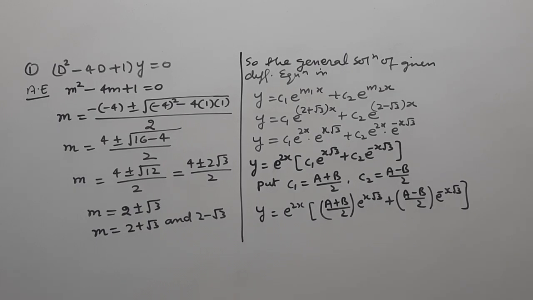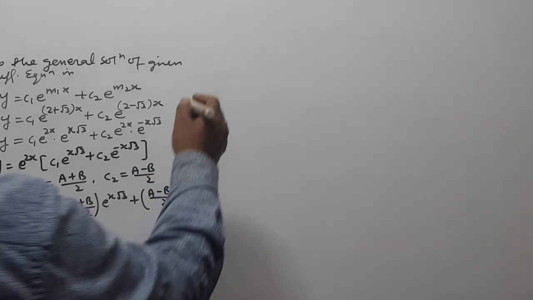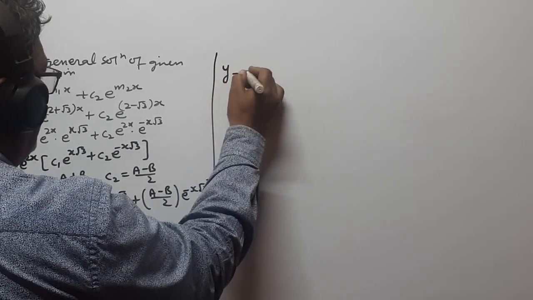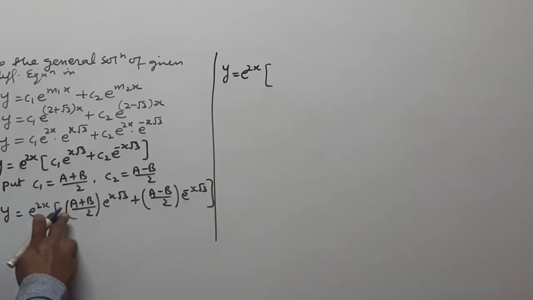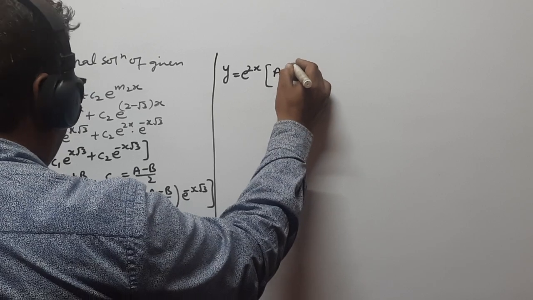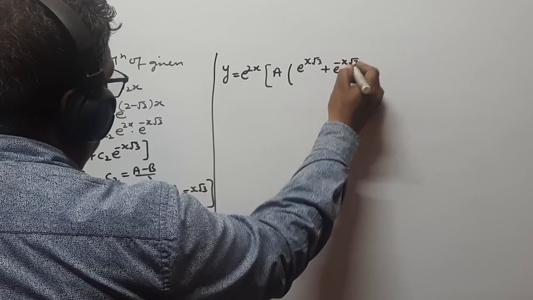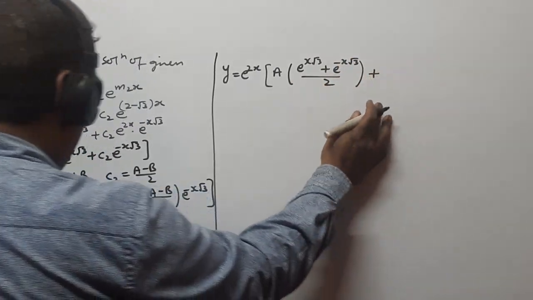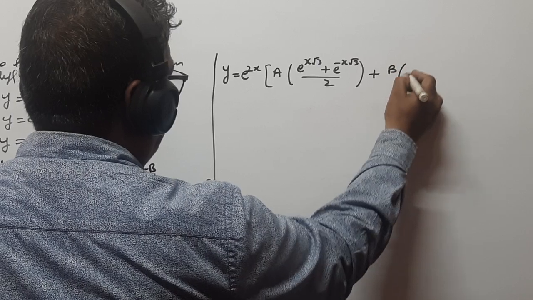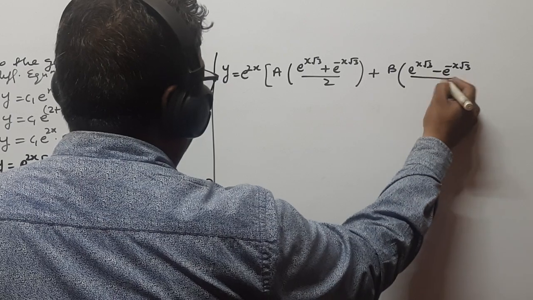Here we put c1 equal to a plus b divided by 2 and c2 equal to a minus b divided by 2, and we simplify this to get the answer. So y is equal to e to the power 2x, and we can write here a times e to the power x root 3 plus e to the power minus x root 3, divided by 2, plus b times e to the power x root 3 minus e to the power minus x root 3, divided by 2.